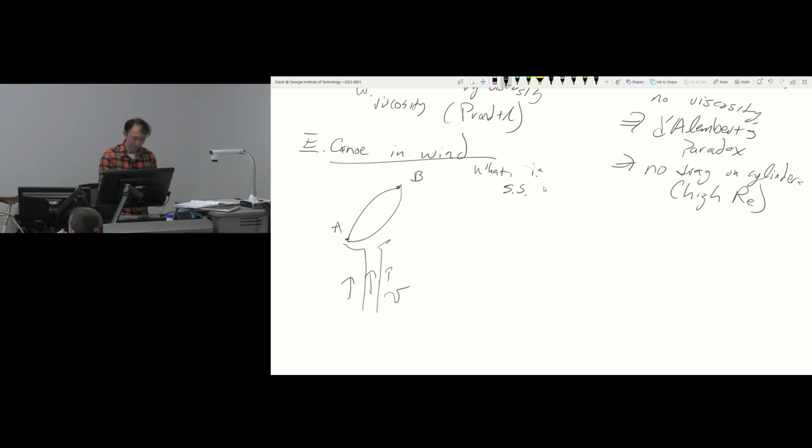Thanks to everyone for voting. Steady state position. All right. So we've got two options. Why don't you talk about it with your friends and talk about the stagnation points. This is a different case than the previous one because here the canoe can actually rotate. It can move.